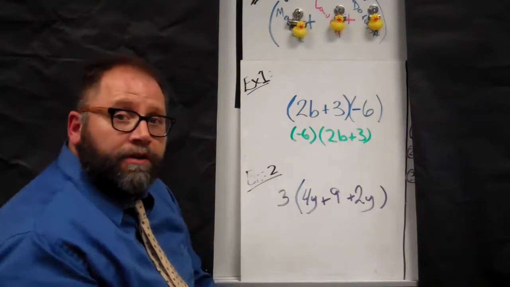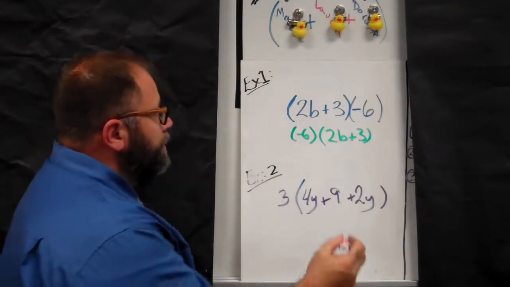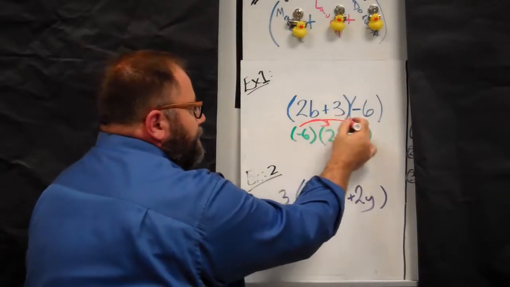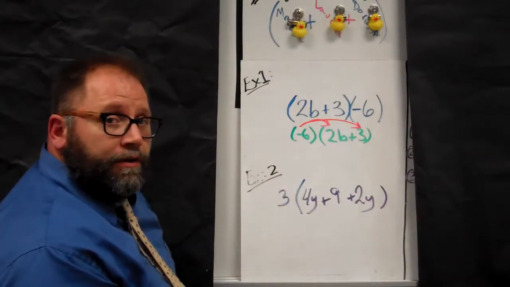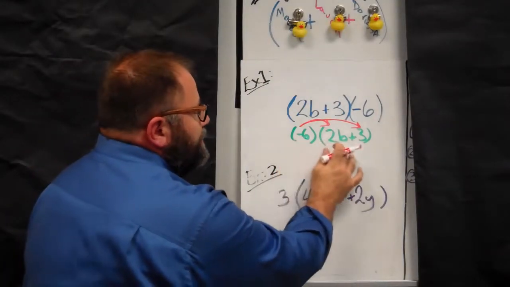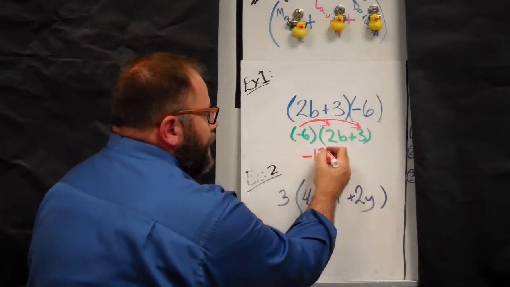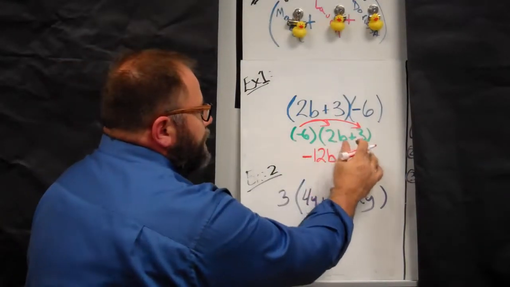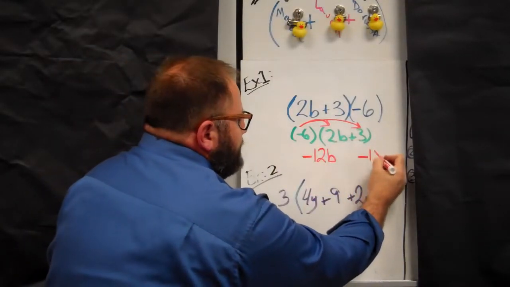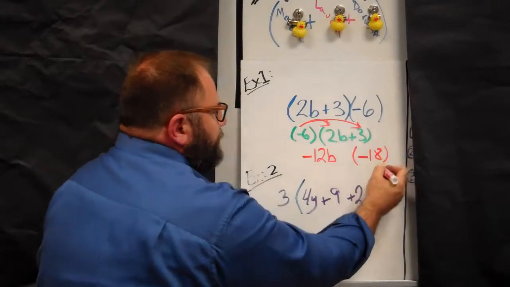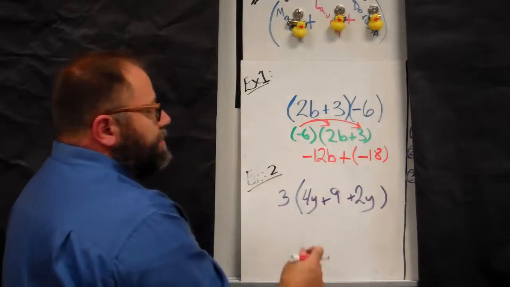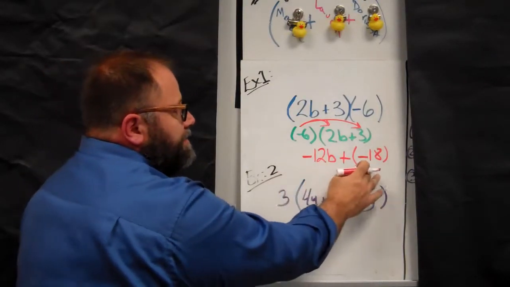And then we deal out the ducks. We're going to do -6 times 2b and -6 times 3. And what we end up with is -6 times 2b is -12b. And -6 times 3 is -18. And I'm going to put a parentheses around that. Then I'm going to bring that addition sign down here so that I have -12b plus -18.